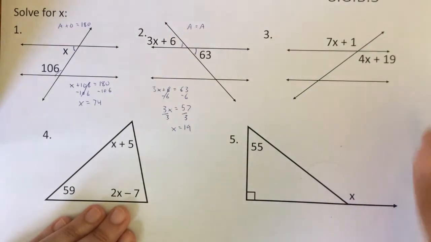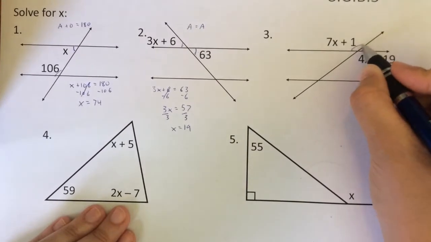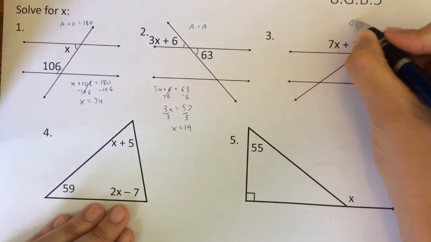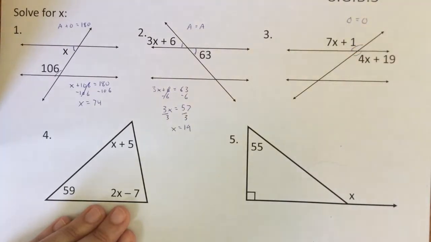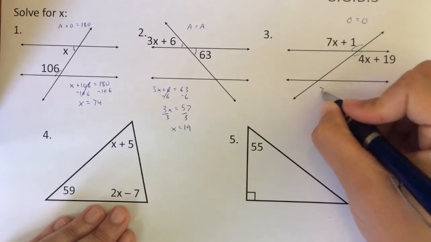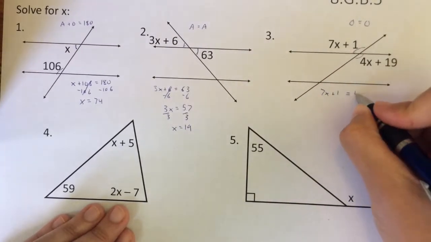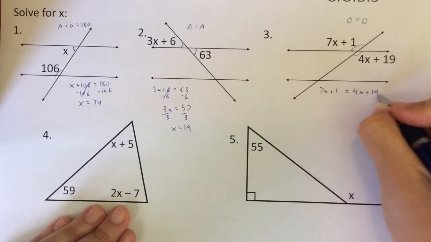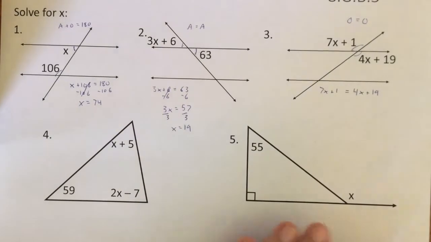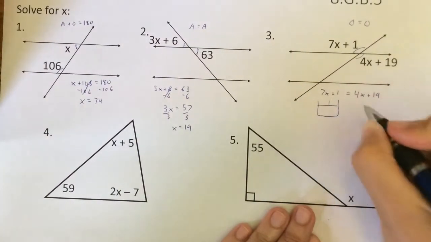For number 3, I have the exact same situation that I had in number 2. I have two vertical angles. In this case, though, they're both obtuse. Just like an acute angle equals an acute angle, an obtuse angle will equal an obtuse angle. So I'm going to set that up once again by saying my first angle, 7x plus 1, equals my second angle, 4x plus 19. Since they both have an x term and they both have a number term on both sides, I'm going to go ahead and set this up to solve for x using my box method.